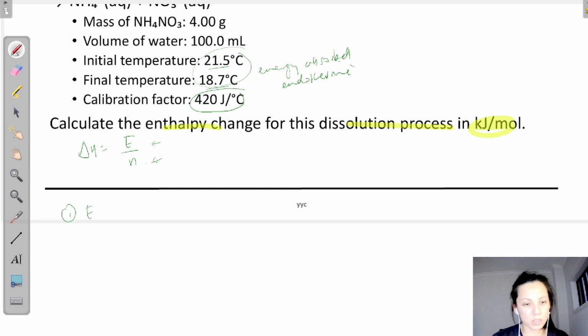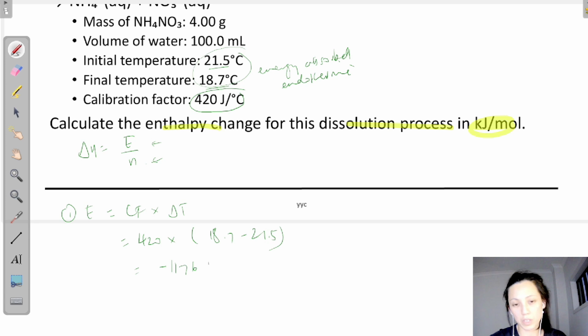So let's do this. Energy is going to be calibration factor times delta T. I've got this. Now delta T is negative, so we can make it negative. So it started off with, so the difference is this. We can keep it negative, it's totally fine. So I've got the energy value here.